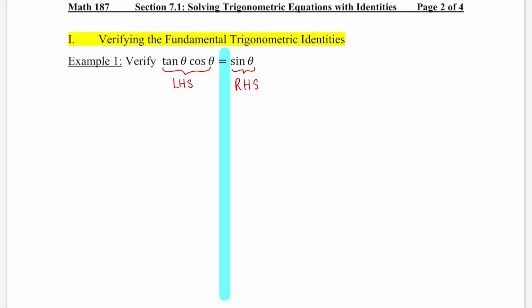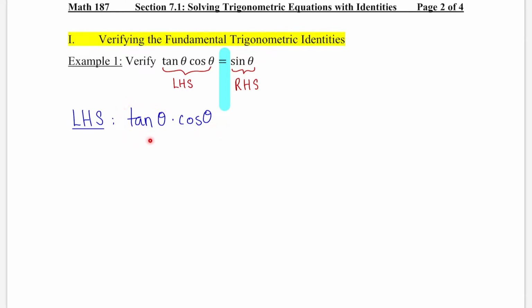Most of the time, I would choose the side that looks more complicated, because when they look more complicated, they have more information for you to work on. So I'm going to go ahead and pick the left hand side. My left hand side is tangent of theta times cosine of theta. I am ignoring my right hand side for now. I'm just assuming that I don't have this, and I'm trying to rewrite this so it will end up being sine of theta. So in here, I'm looking into these two trig functions.